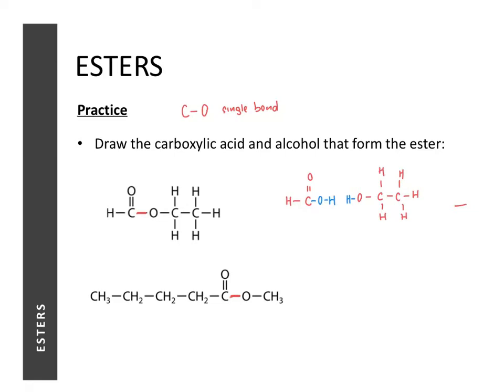Let's try again. After breaking the CO single bond and then separating the two fragments, I will get something like this. So in order to get back the acid and the alcohol, I need to add back the H to my O, and I need to add an OH to my C double bond O.